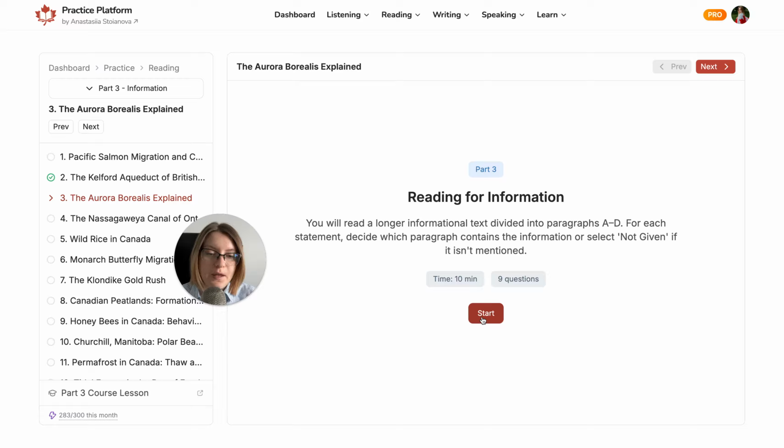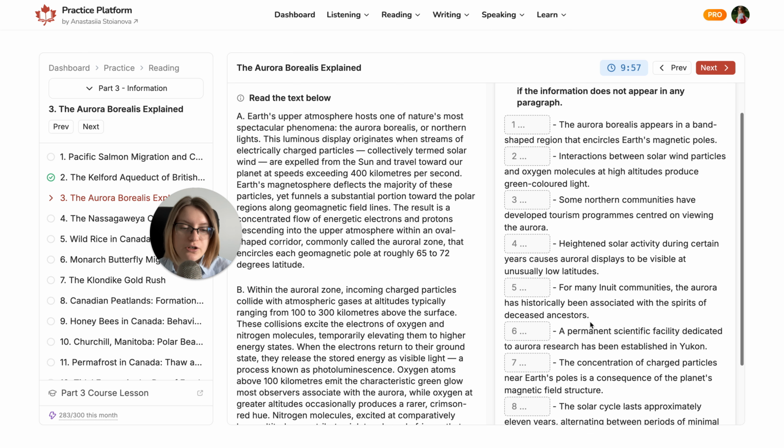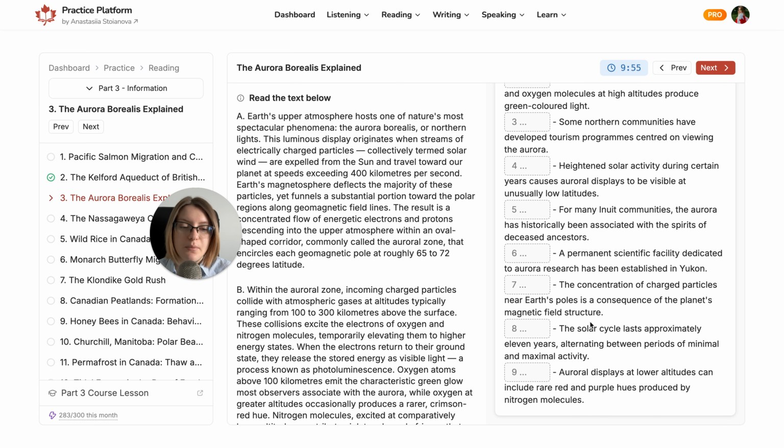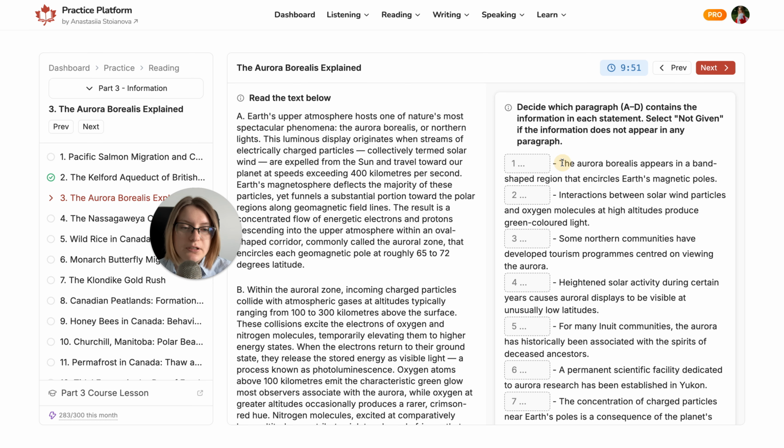Are you ready? 9 questions, 10 minutes. Let's go. Here we go. So, remember the strategy. We are starting from the statements. So there are 9 statements here. And in each statement, we are reading and we are trying to see the main idea, the keywords. So the first statement, the Aurora Borealis appears in a band-shaped region that encircles Earth's magnetic poles. So we are just focusing on this.